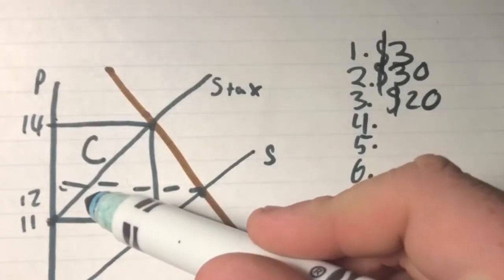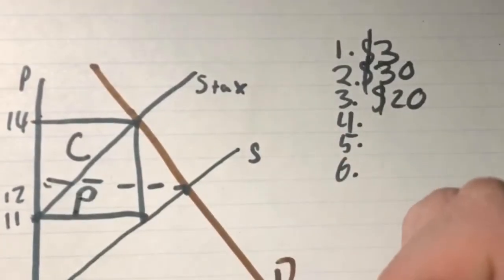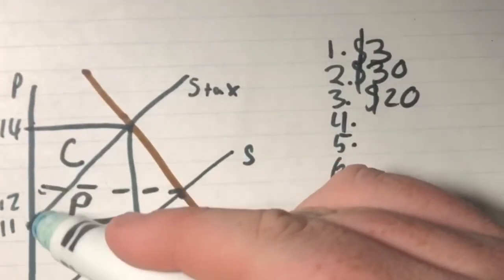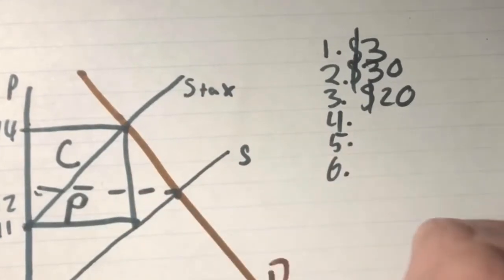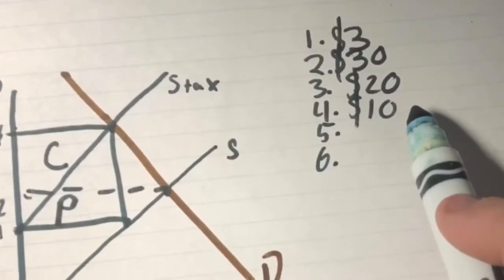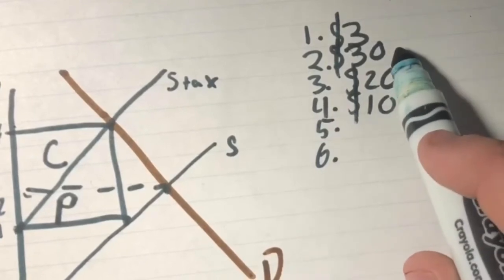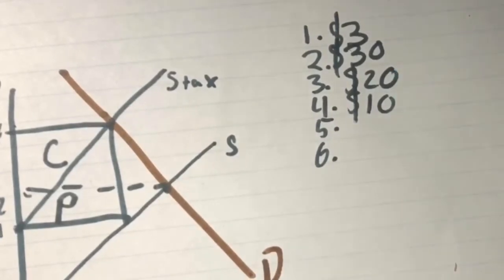Now to find the amount of tax paid by producers, we do just about the exact opposite. We take this bottom part, this is the part paid by the producers, and now we see that the difference between 12 and 11 is 1, and again we have the quantity of 10. So 1 times 10 is $10. Now to check yourself, you want to make sure that the amount paid by consumers and amount paid by producers always adds up to the total tax revenue.